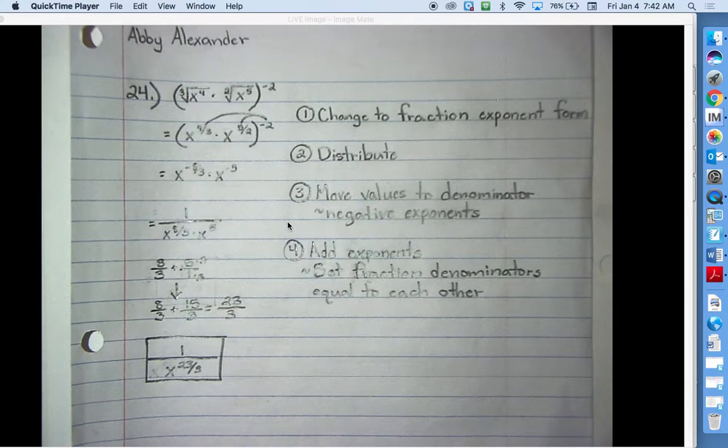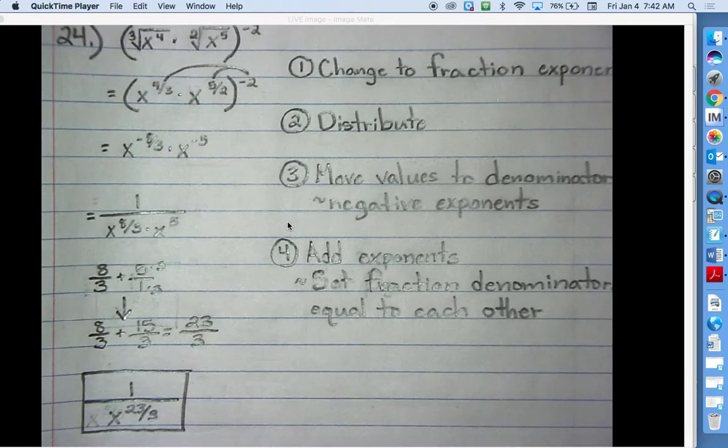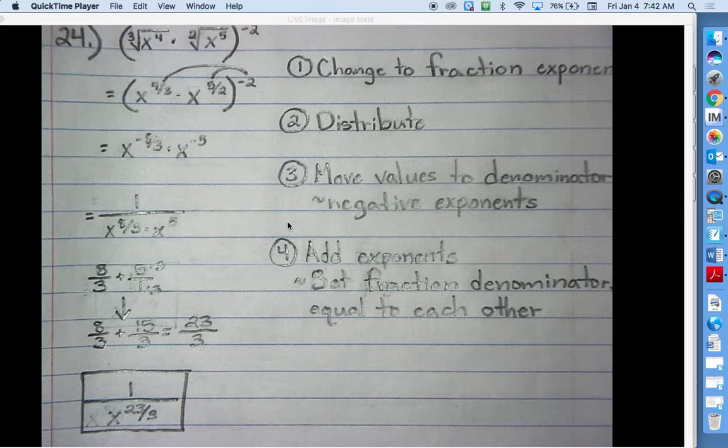So changing the radical into a fraction, remember the power, the 4, stays in the numerator. The number on the little radical part goes to the denominator. So switching that from the radical form and then distributing the negative 2 through makes it simplify a little easier. I worked through it both ways, and I just think this way might be a little easier to look at and get those fractions to simplify. So that final answer should be 1 over x to the 23 thirds. The answers were on the back, so make sure you are checking those answers.